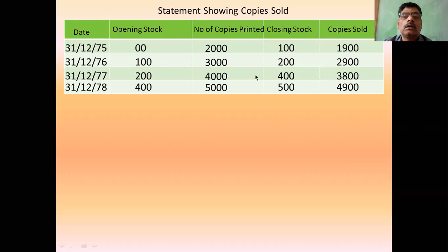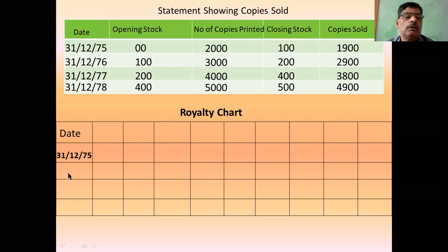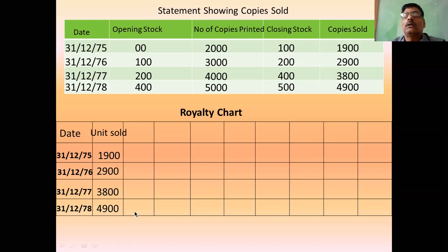Okay, this is clear regarding the copies sold. Now you prepare the royalty chart. Date: first year end, second year end, third year end, fourth year end. Next, you take the units sold. Units sold means copies sold: 1900, 2900, 3800, 4900. Then rate of royalties 5, 5, 5, 5. Multiply the unit and rate, you will get the royalty.